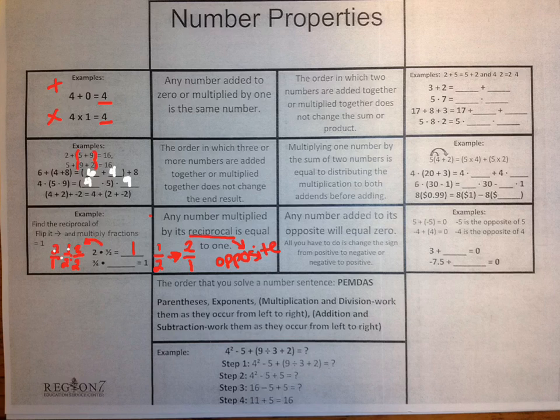So what would be the reciprocal of 3 over 4? 4 over 3. So we're going to multiply 3 over 4 by 4 over 3. Whoops. That's 4 over 3. Multiplying fractions, that's no problem. Top times top and bottom times bottom. So 3 times 4 is 12. 4 times 3 is 12. And 12 over 12 equals 1.